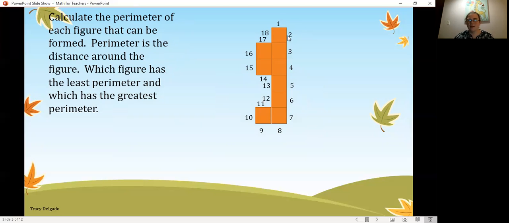So I counted 1, 2, 3, 4, 5, 6, 7, 8, 9, 10, 11, 12, 13, 14, 15, 16, 17, and 18. Another way we could determine the perimeter is the formula P equals 2 times the length plus the width. In this case, the length is 7 and the width is 2. So that would be 2 times 7 plus 2, and that gives us 9. So 9 times 2 is 18. And that's our 18 up here.